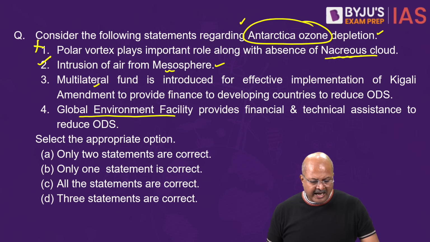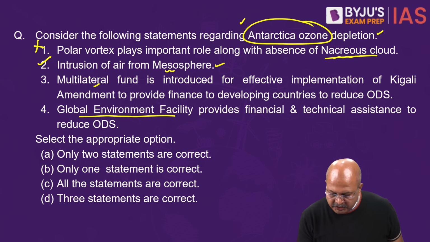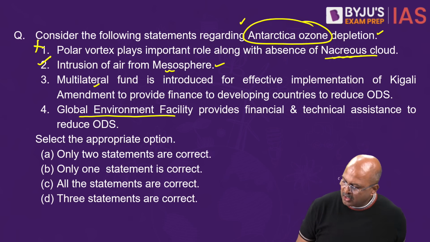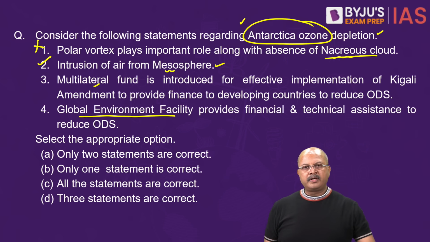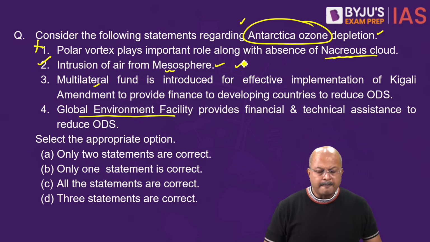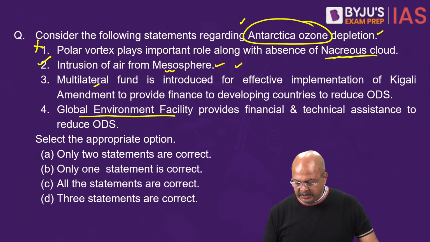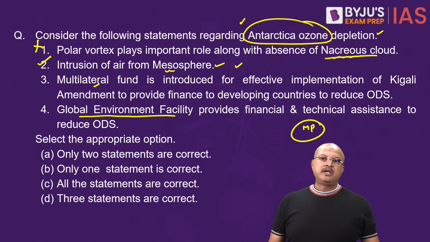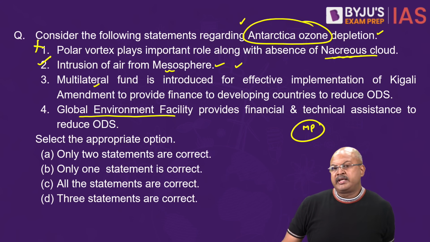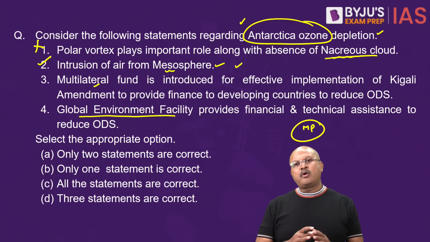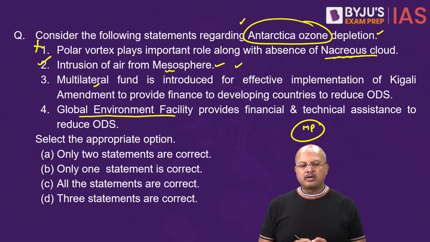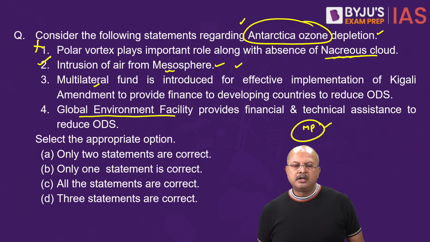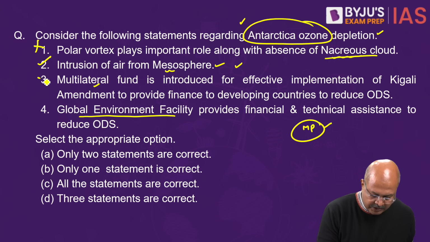Now, multilateral fund is introduced for effective implementation of Kigali Amendment to provide financial assistance. Now, you have to understand that this multilateral fund is associated with Montreal Protocol. So it provides technical and financial assistance to the developing countries which have ratified the Montreal Protocol. So this multilateral fund is associated with Montreal Protocol, not with the Kigali Amendment. So the third statement is wrong.